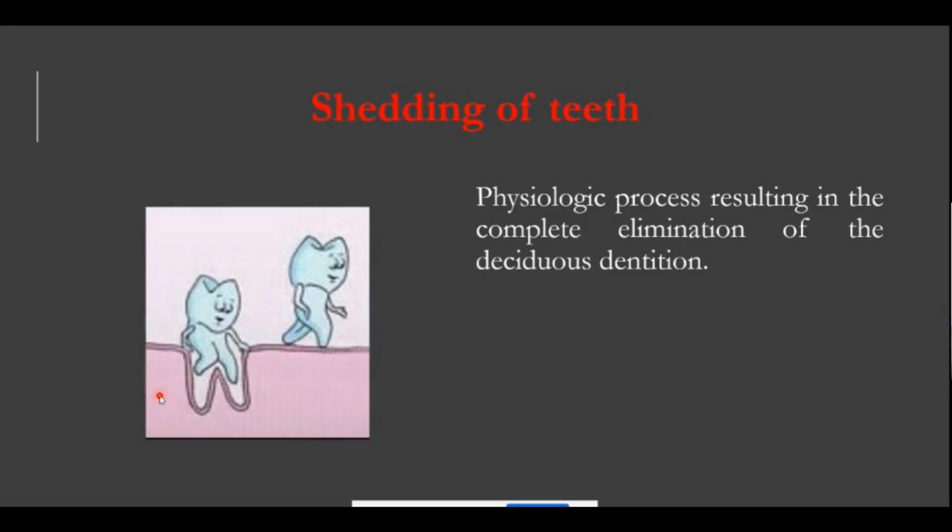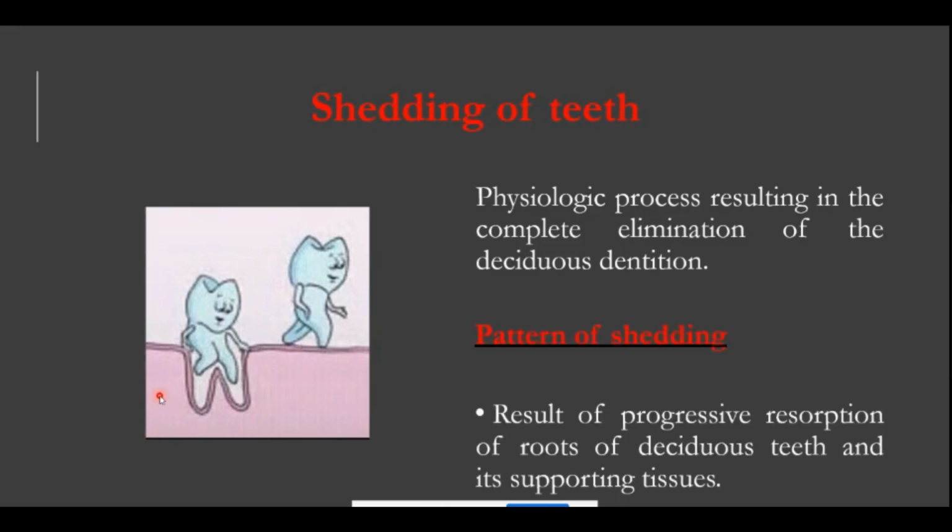How many sets of teeth do humans have? Primary and permanent. So all the deciduous dentition has to fall for your permanent tooth to stay in the oral cavity, erupt and continue to stay. And how does shedding happen? Shedding is a result of resorption. Do you know what is the meaning of resorption? Removal of that structure, okay?